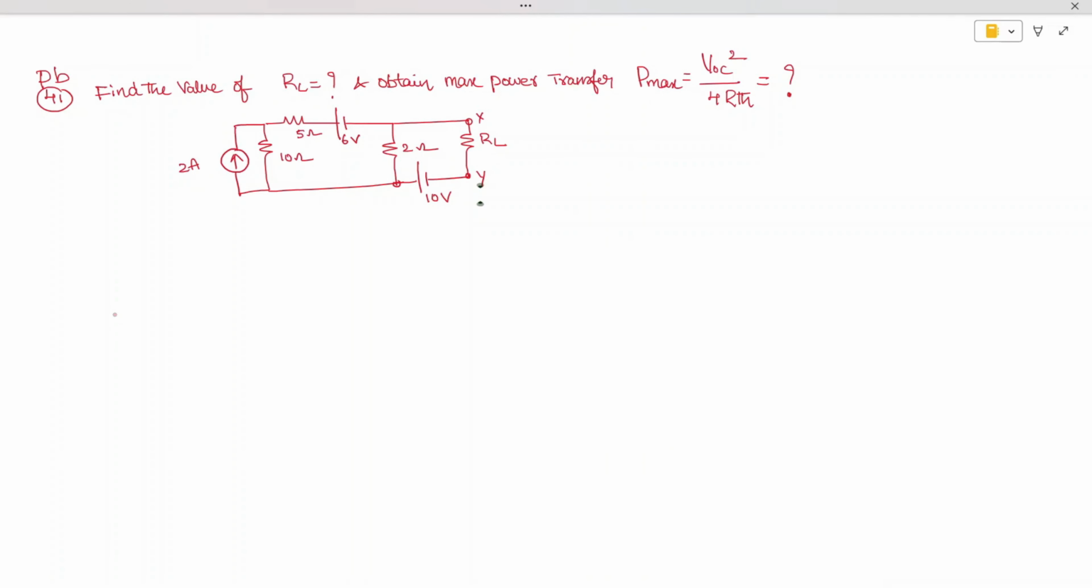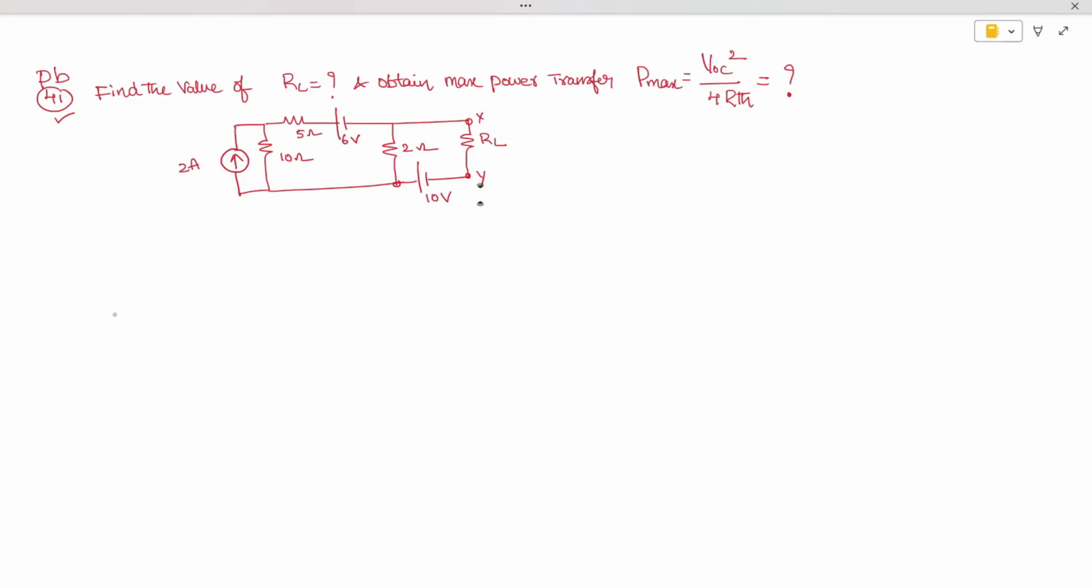Today we are going to solve problem number 41. This is under maximum power transfer theorem. Find the value of load resistor and obtain the maximum power transferred from source to load. Okay. So here a current source is given.